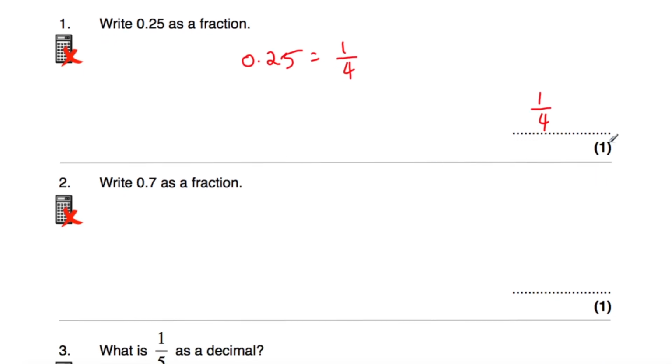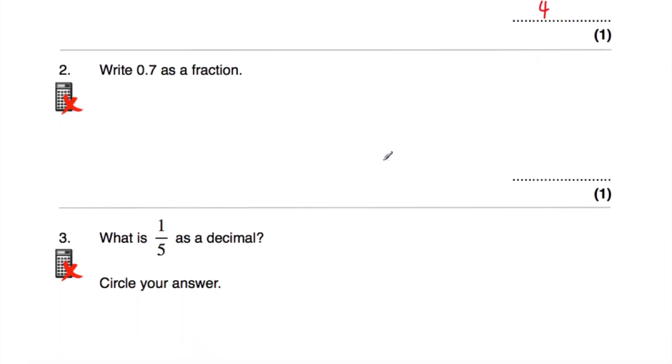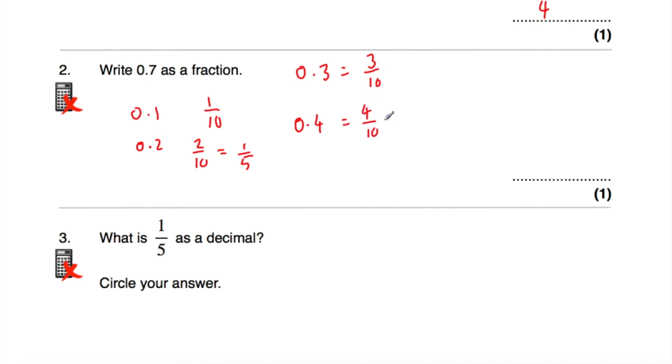Okay, question number 2. Question number 2 is to write 0.7 as a fraction. So again, this is a very important one that you should know off by heart. You should know that 0.1 is 1/10. You should know that 0.2 is equal to 2/10, or that simplifies down to 1/5. You should know that 0.3 is 3/10. And 0.4, well, that's 4/10, but that cancels down to 2/5.